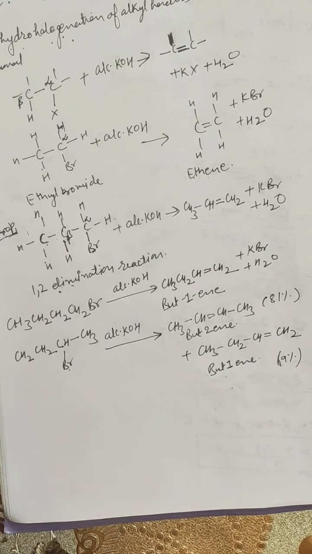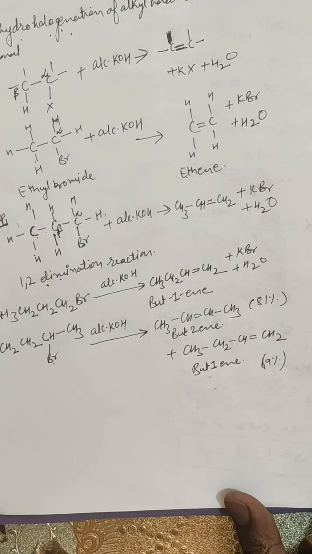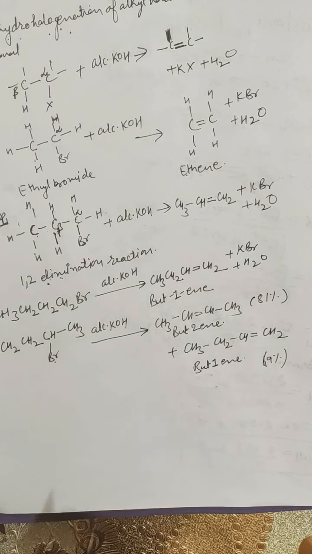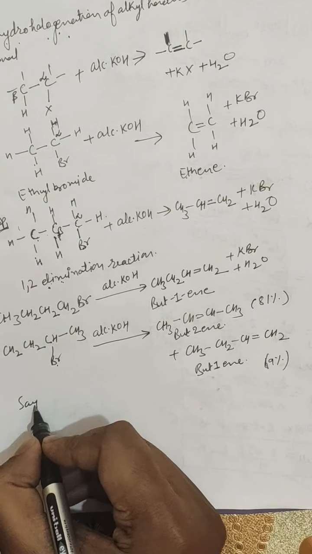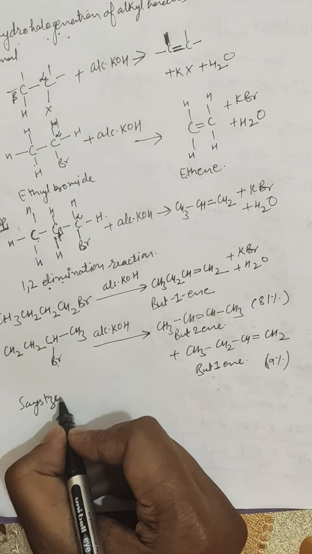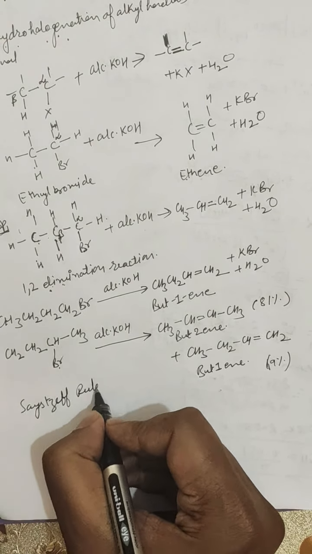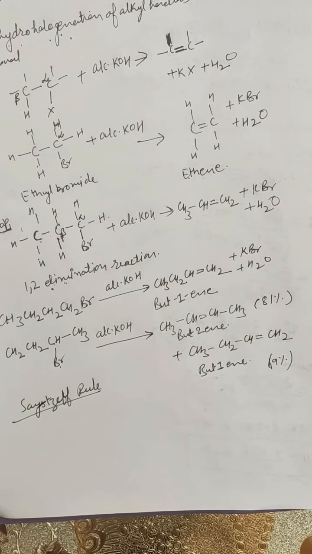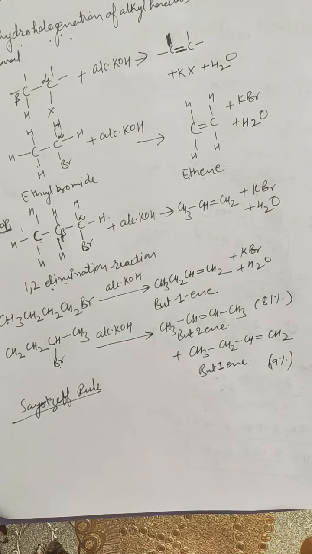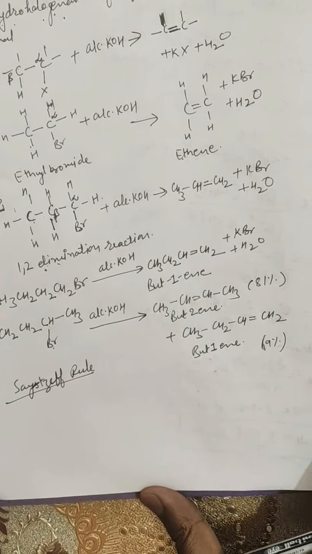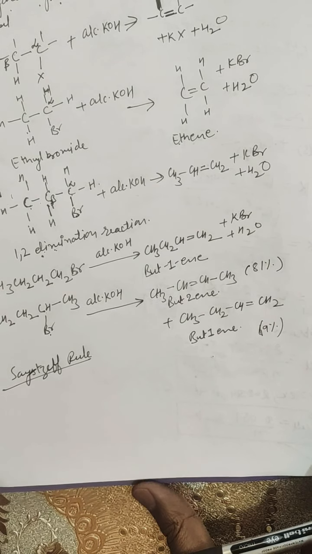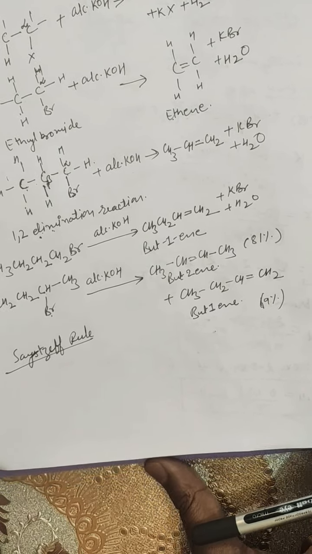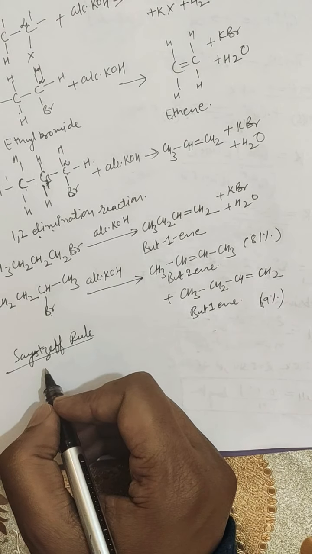So there is a rule which depicts out of the products which one will be the major product, and this rule is called the Saytzeff rule. So the preferred alkene formed is in accordance with the Saytzeff rule. This rule states that during the dehydrohalogenation reaction of alkyl halide, more substituted alkene is more stable and is formed in the greater yield. So what does Saytzeff rule state?